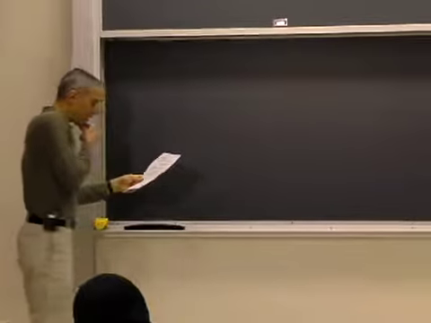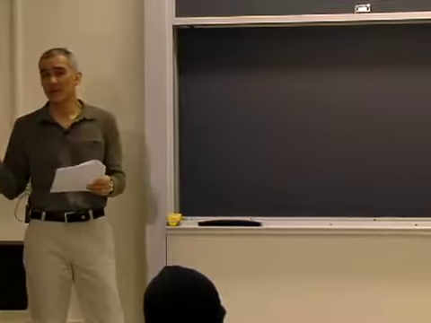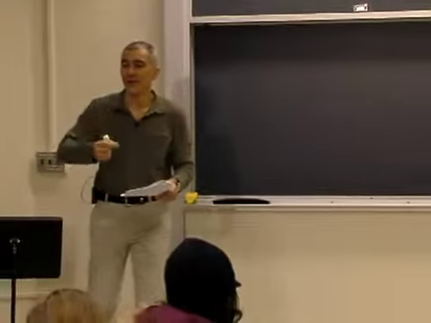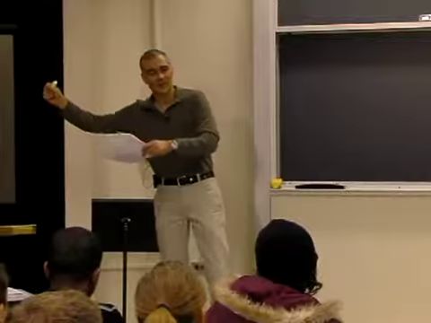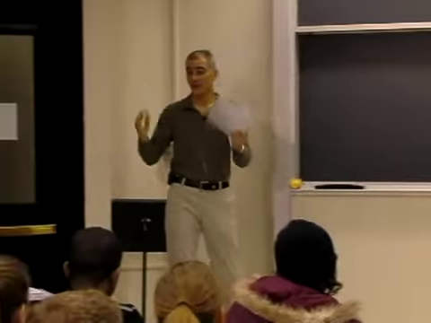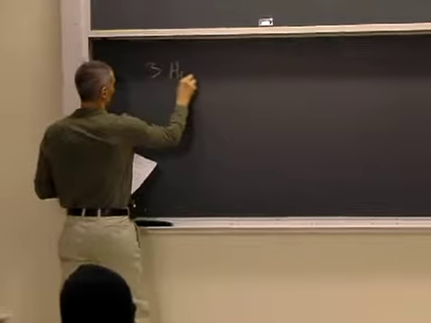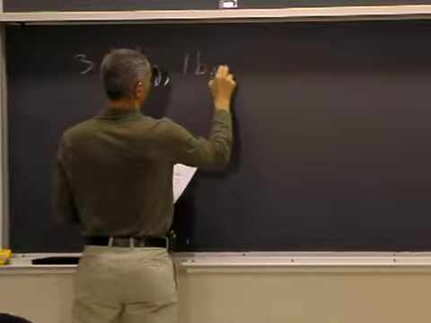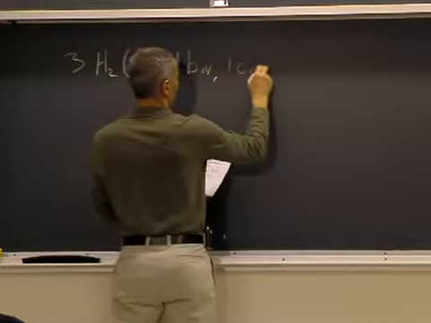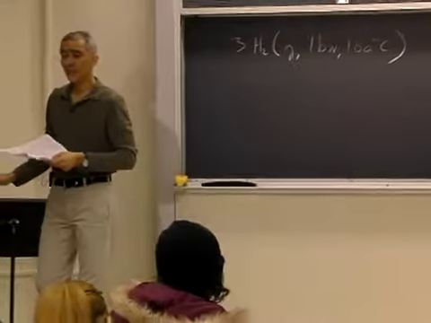If I'm talking about 3 moles of hydrogen at 1 bar, 100 degrees Celsius, I'm not going to write "given 3 moles of hydrogen at 1 bar and 3 degrees, blah, blah, blah," right? I'm going to write it in a compact notation. I'm going to write it like this: 3 moles of hydrogen, which is a gas, at 1 bar, 100 degrees Celsius. Okay? This notation gives you everything you need to know about the system.